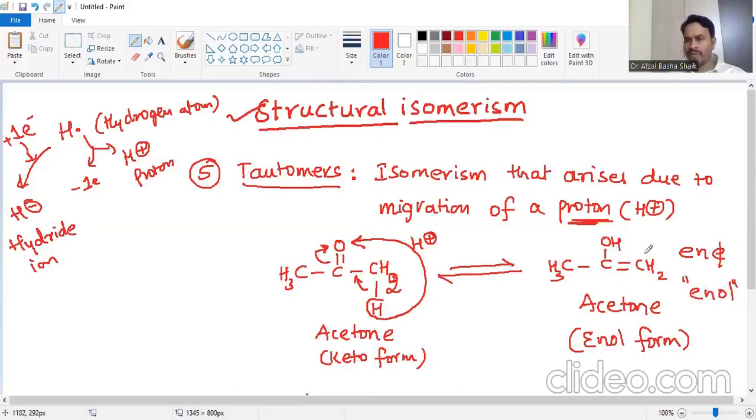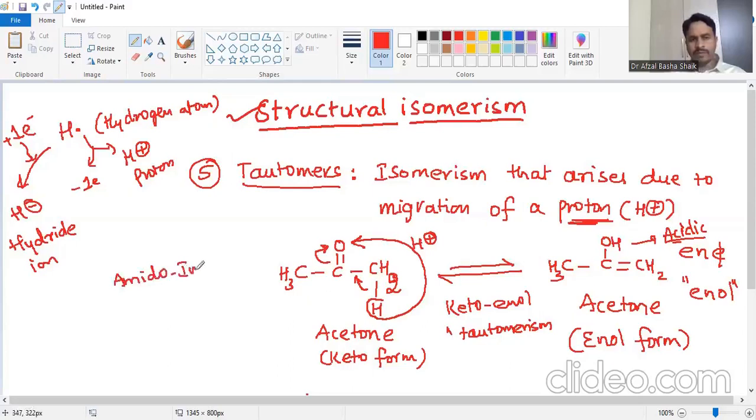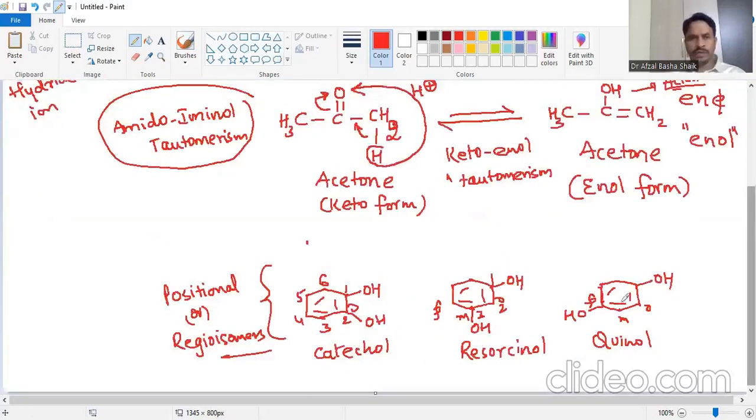Generally, any compound which has an enolic structure is acidic in nature. Just simply remember, right? So this type of isomerism is called keto-enol tautomerism. Not only that, we also have another type of tautomerism known as amido-iminol tautomerism. You can see this amido-iminol tautomerism.